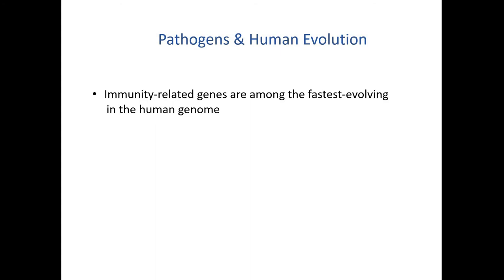So one of the types of genes in humans that evolves the very fastest are these immune genes, actually. And so we're constantly trying to keep up with the microbes that are attacking us, basically, is what that demonstrates.